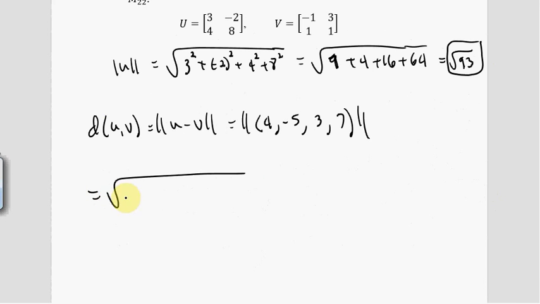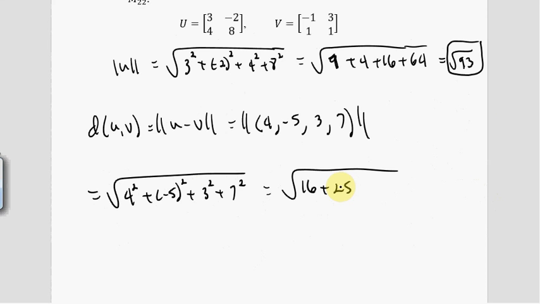So we get the square root of 4 squared plus -5 squared plus 3 squared plus 7 squared. We get the square root of 16 plus 25 plus 9 plus 49.